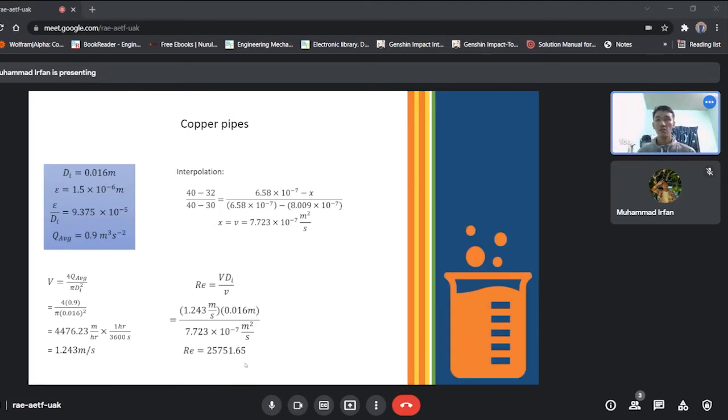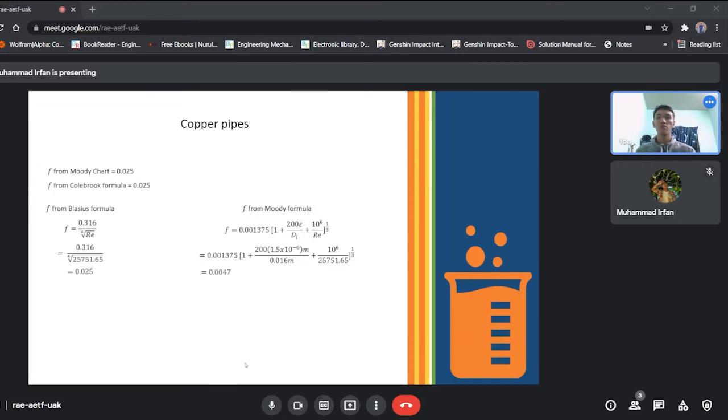Next is the calculation for the copper pipe. We get velocity equal to 1.243 and the Reynolds number equal to 25,751.65. After that, we can obtain the value of f from the Moody chart, and we get 0.025. The value of f from the Colebrook formula is 0.0252, and the value of f from the Blasius formula is also the same, but the value of f from the Moody formula is 0.047.